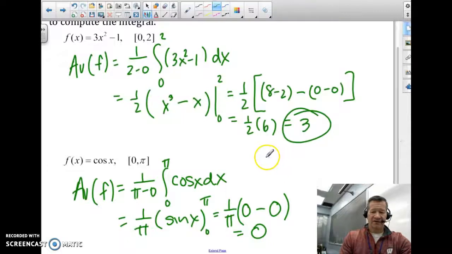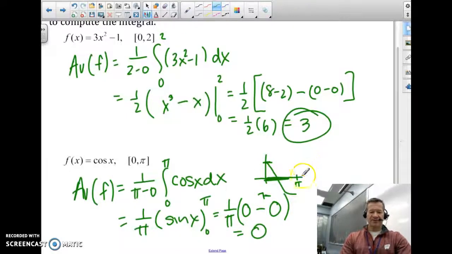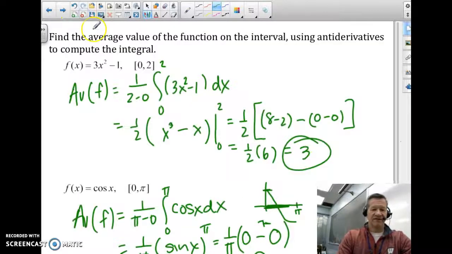Now hopefully that makes sense. If you graph cosine from 0 to pi, it looks kind of like this. It starts up at 1, finishes down at -1. The average value is 0. That makes perfect sense. It has symmetry. And that is the end of our study of the average value of a function. Good luck with that.